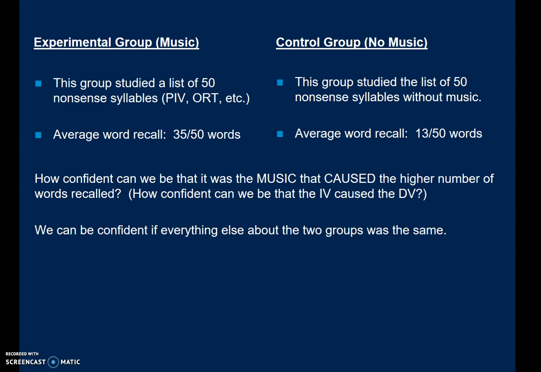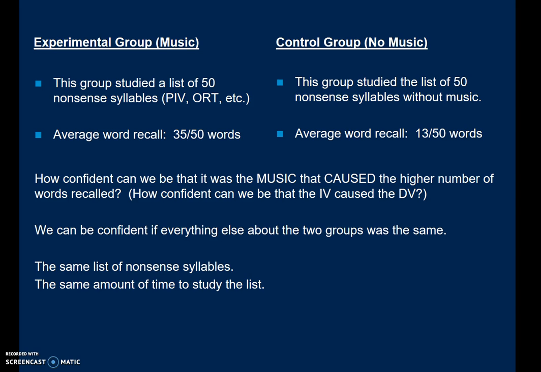For example, there's lots of things that could affect how many words the people in each group recalled. We want the only thing to affect the number of words recalled to be the music. But there are other things that could have too. For example, did the two groups have the same list of nonsense syllables? Let's say they did. Now, both groups had the exact same list of nonsense syllables. So now, when the experimental group outperforms the control group, we can be confident that they didn't have an easier list of nonsense syllables to learn. So it eliminates that as a cause of their better performance.